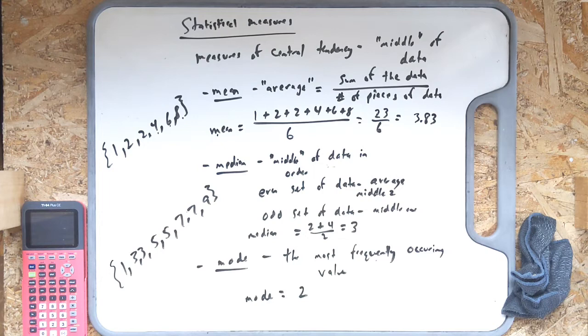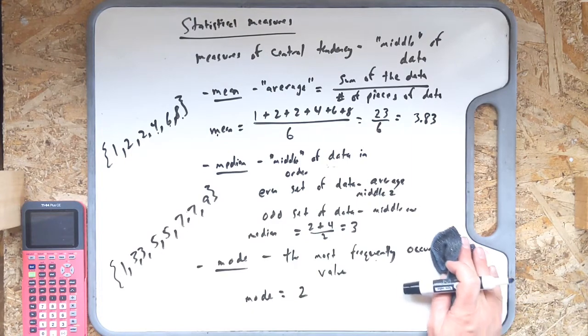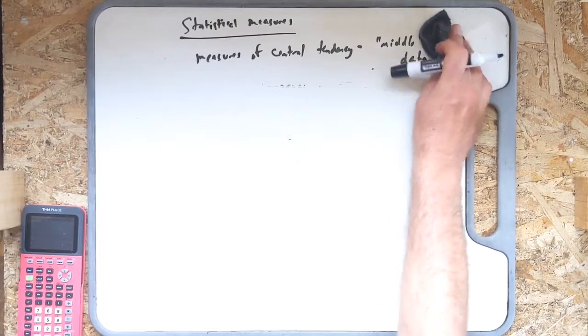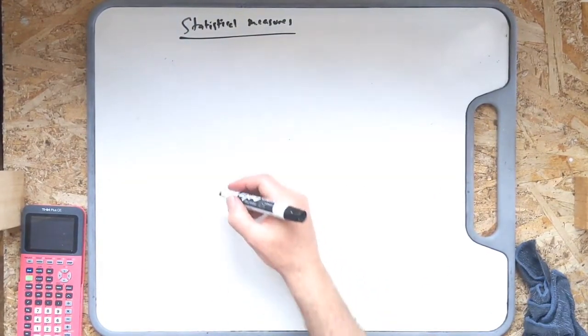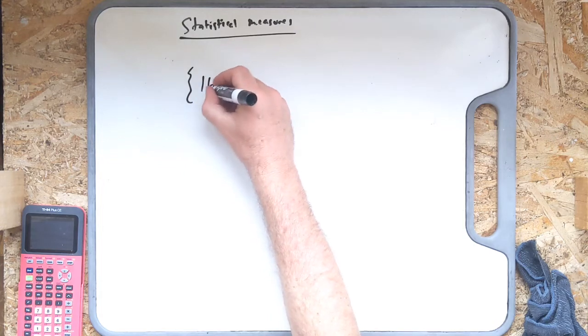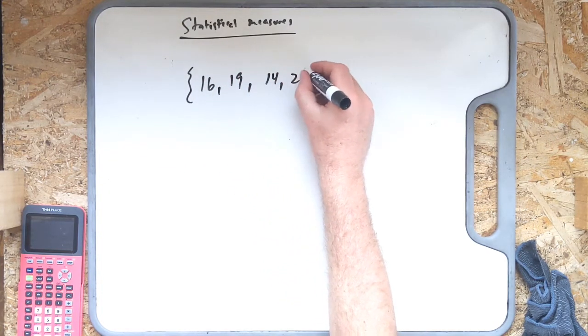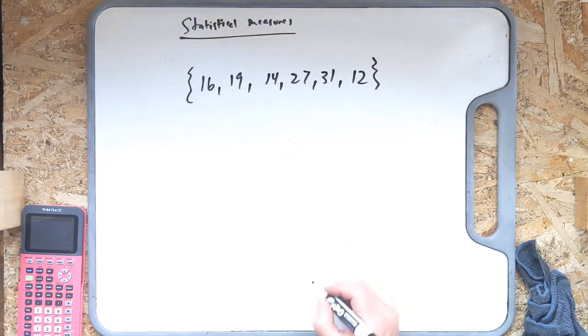Okay, so let me give you an example to work through. I'm just going to erase all this, and I'm going to give you an example to do mean, median, mode, and then you can come back and check that you get the right answers. Just going to give you a simple data set. 16, 19, 14, 27, 31, 12.